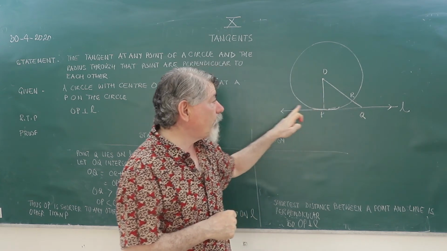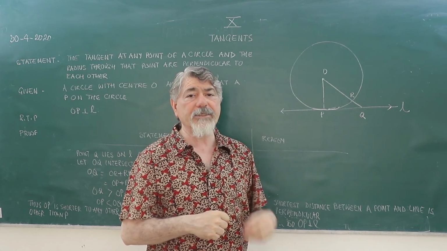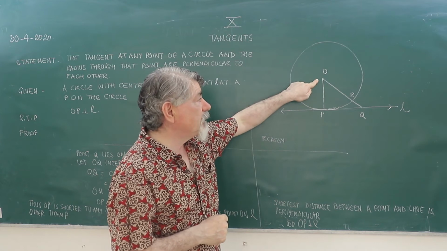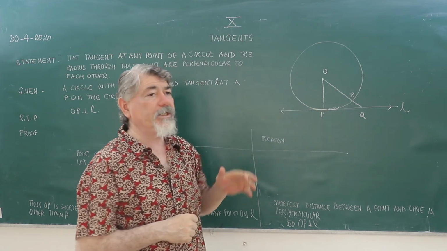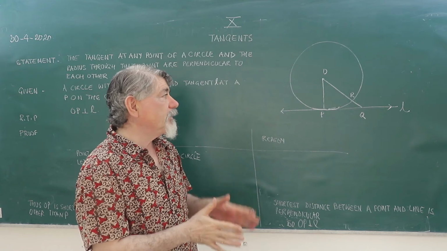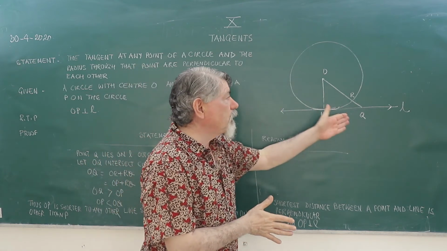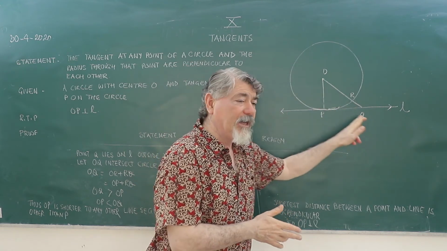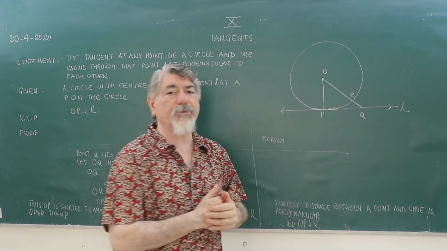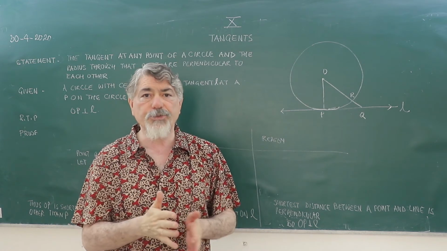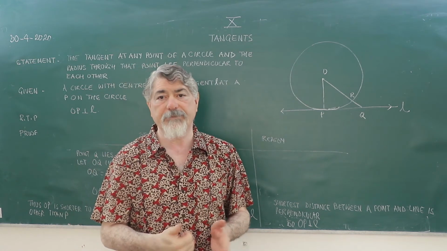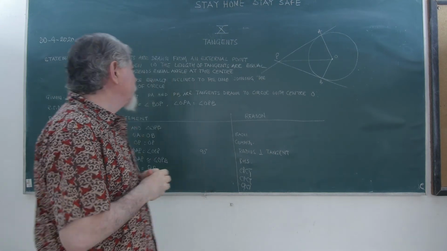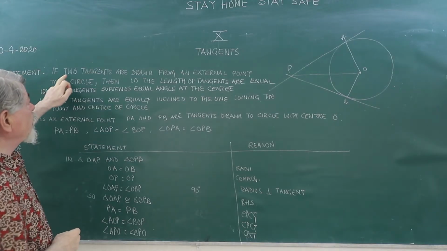So the radius is always perpendicular to the tangent at the point of contact. P is the point of contact. O is the center of the circle. If I join O to P, then OP will be the shortest of all the distances from O to line L, like I have illustrated with the point Q, and as I said, Q is not a unique point.